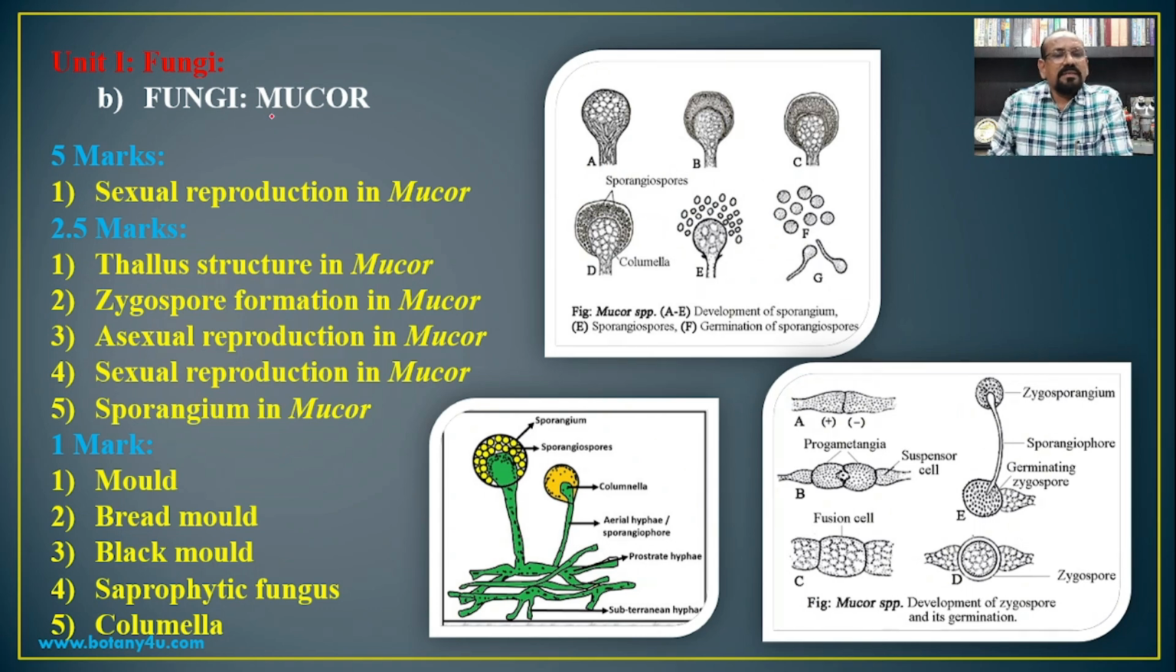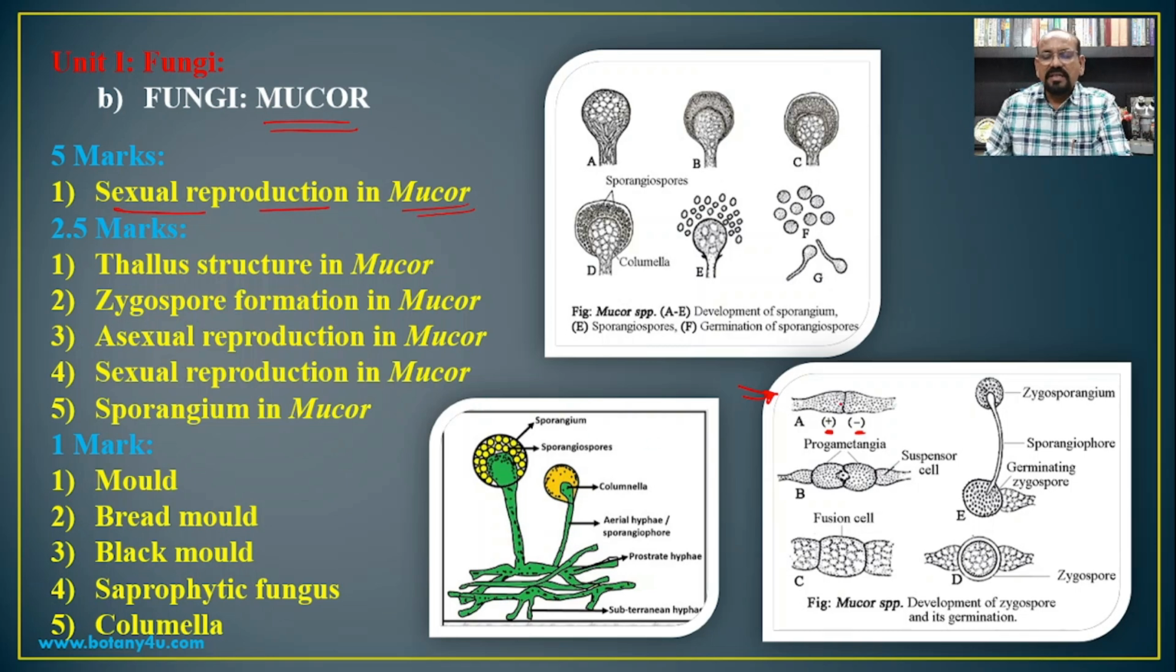Then the next one is Mucor. In Mucor, very commonly the question is asked on the sexual reproduction in Mucor for 5 marks. In sexual reproduction, we have to provide the data that there is a formation of gametangia from the male and the female thallus or the hyphae. Simply, they are known as the plus and the minus. The plus one is male and the minus one will be the female.